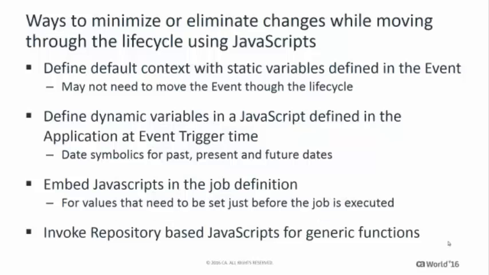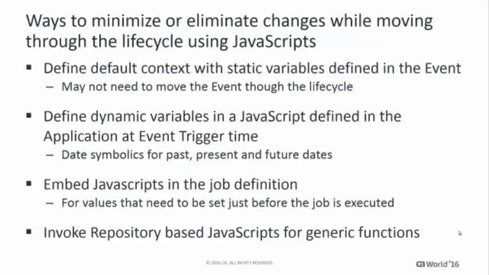So what are some ways to minimize or eliminate changes while moving through the lifecycle using JavaScript? Well, the first thing is to define a default context with those static variables defined in the event. You may not need to move the event through the lifecycle. So I'm just going to create something to create the static variables. So now I have something that's static in that environment.